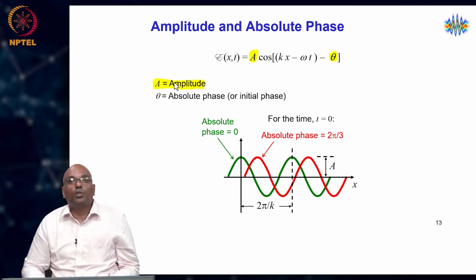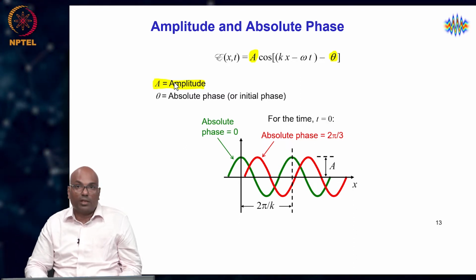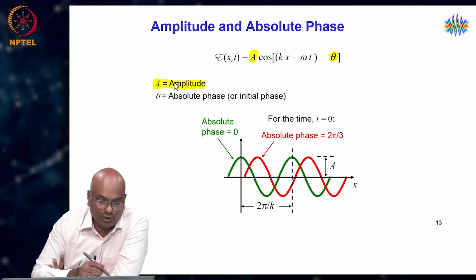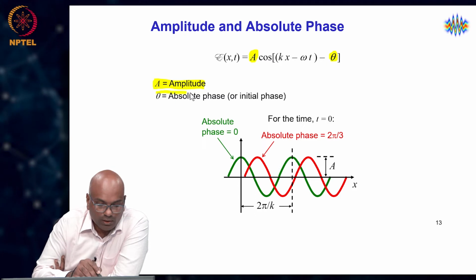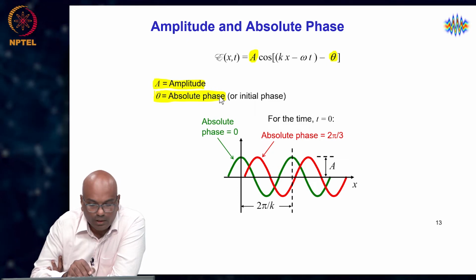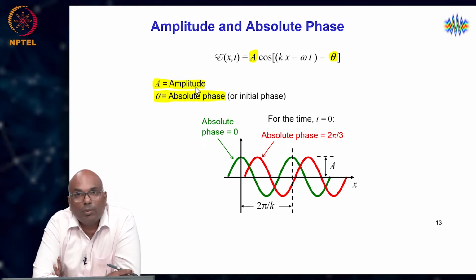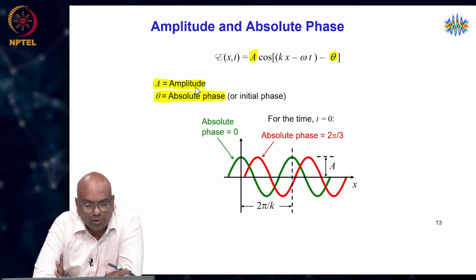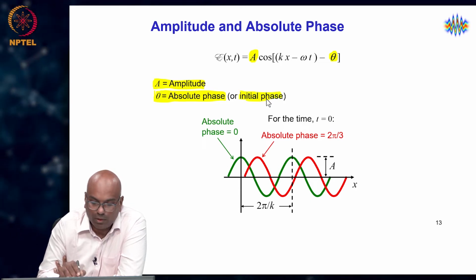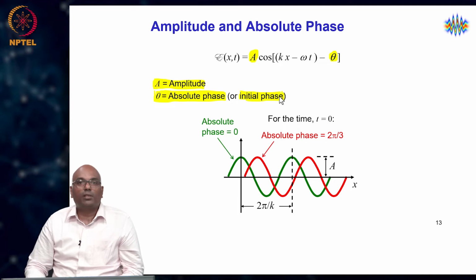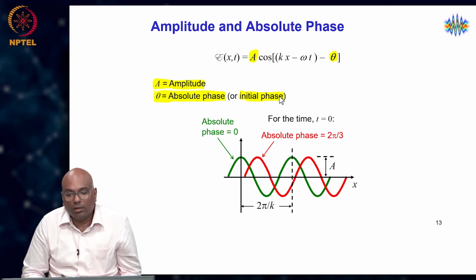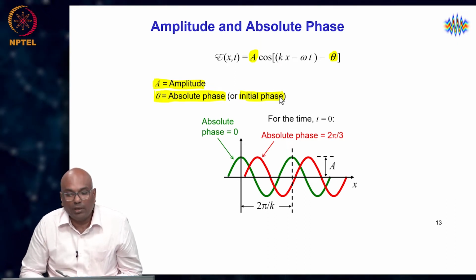A is called the amplitude of the wave. This is something I am sure you have come across in some earlier studies, even in pre-university education. But this second term theta, which is independent of x and t, is often used but probably not so often physically interpreted. So, this is called the absolute phase or the initial phase. It is almost obvious to any student with a reasonable knowledge of trigonometry and calculus what the meaning of these two terms is.